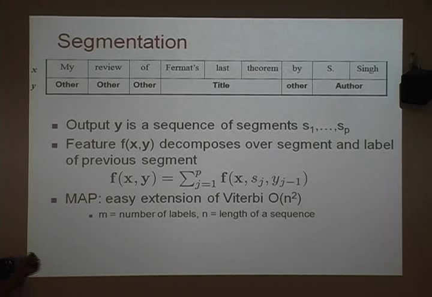And in this case, the previous Viterbi algorithm can be extended through a kind of 2 nested loops, and you can find the optimal segmentation, the MAP output, in quadratic time.